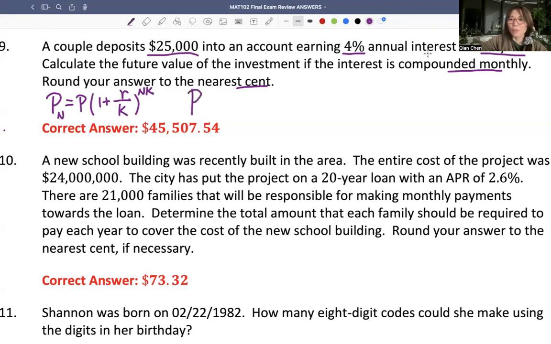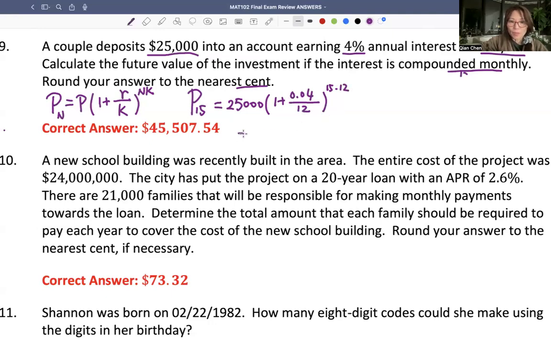So n equals 15 years. We want to find the amount of money after 15 years. The principal is $25,000 being invested. Then 1 plus the interest rate, which is 4%, or 0.04, divided by the compounding periods. Compounded monthly means 12 times a year, so divided by 12. Then raised to n, which is 15, multiplied by k, which is 12.